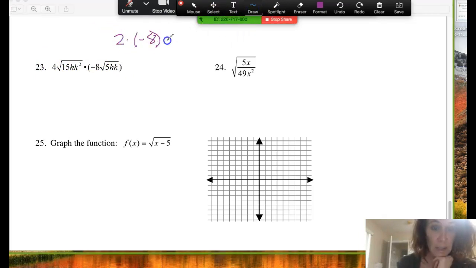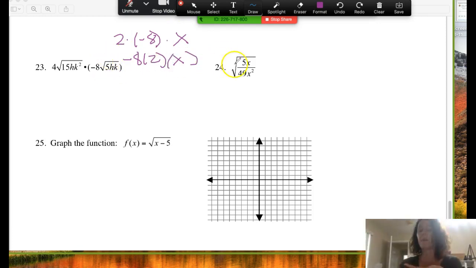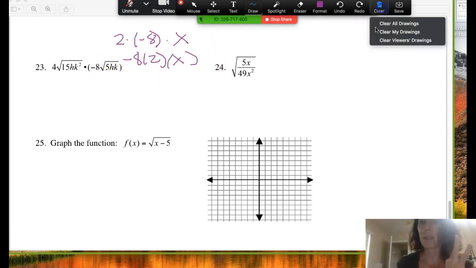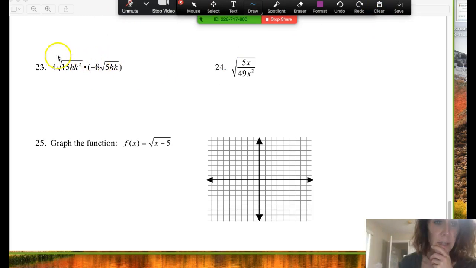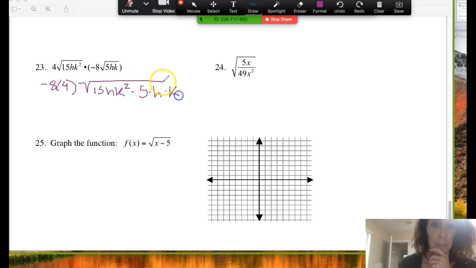2 times negative 8 times, let's say, x, is the same thing as negative 8 times 2 times x. It doesn't matter what order I multiply these in, you're going to come up with the same answer. Multiplication is commutative. So I can go ahead and write this as negative 8 times 4. And then the radicals, I can multiply and put it all under one radical. We'll have 15 times h times k squared times 5 times h times k.